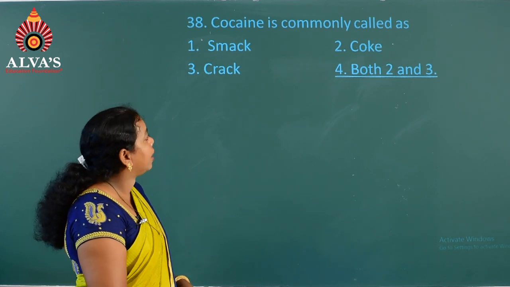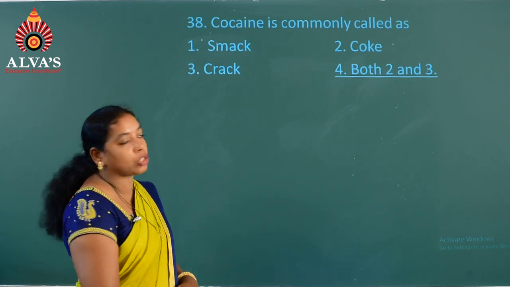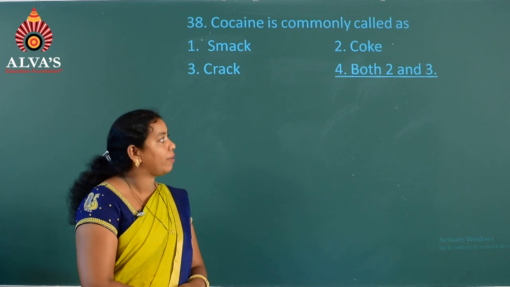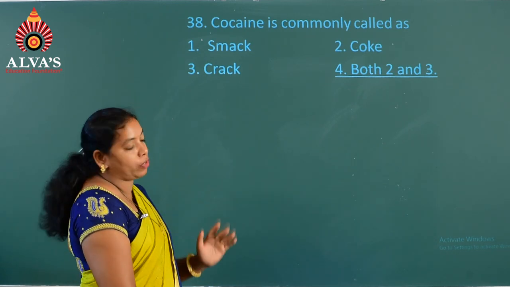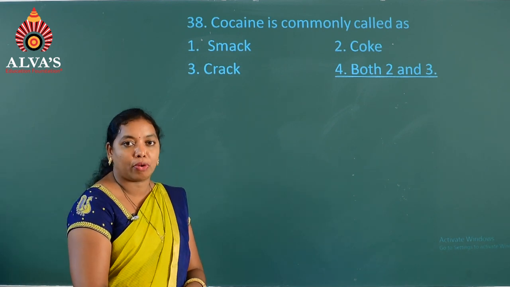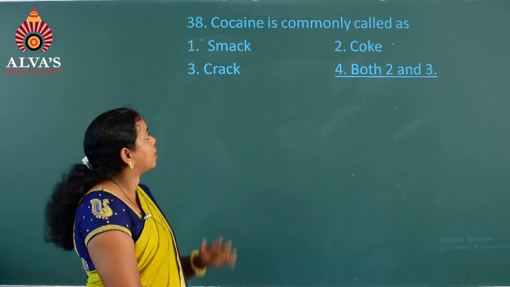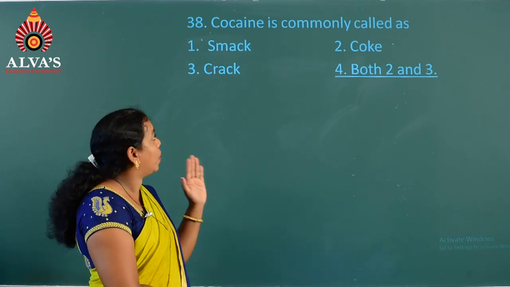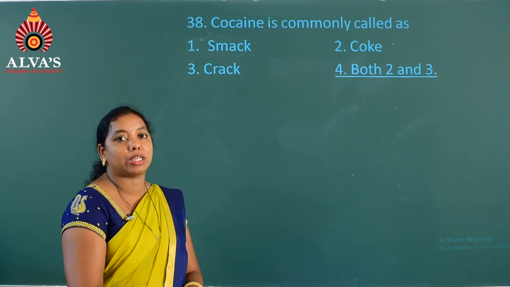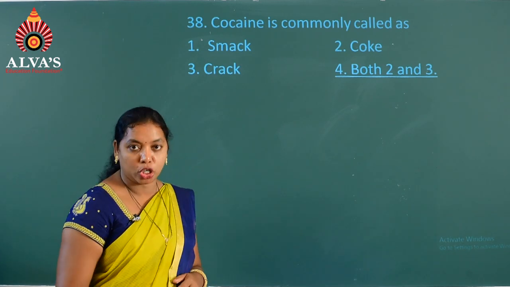Cocaine is commonly called as, the first option smack, the second coke, the third option crack, the fourth option both 2 and 3. So, the first option, smack, is the common name used for the opioid drug heroin, whereas the second one, coke, is the common name for cocaine, and crack is also another name used for coca alkaloids. So, the answer is both 2 and 3, that is option 4.